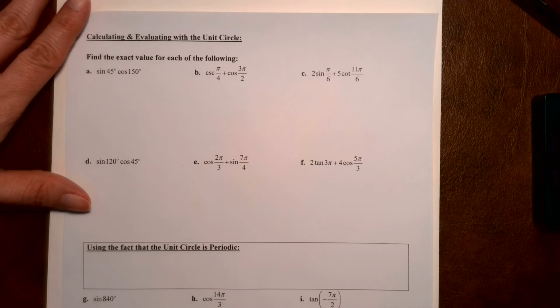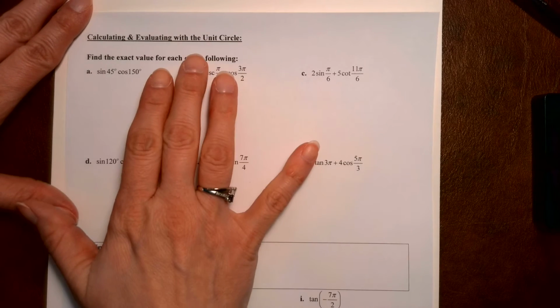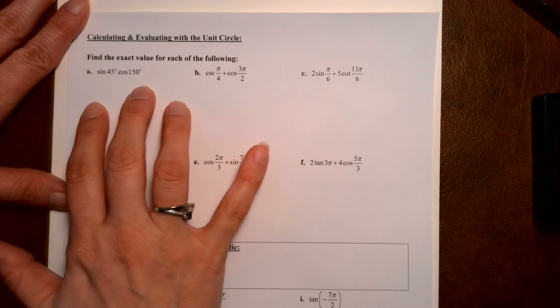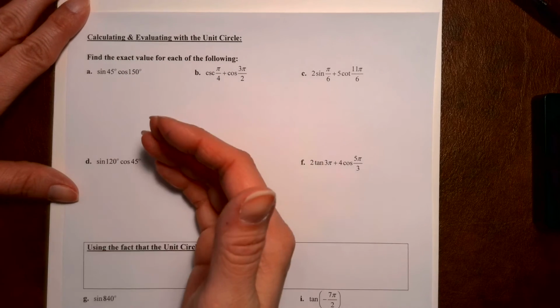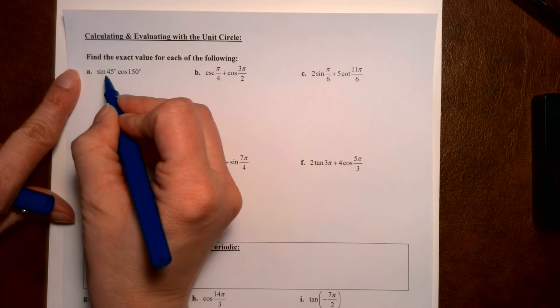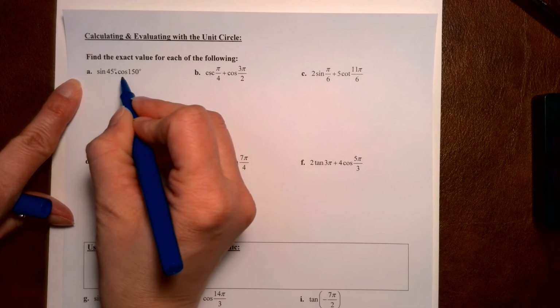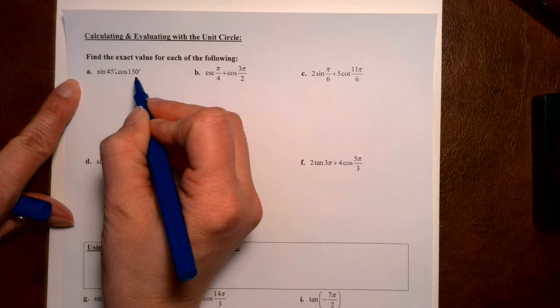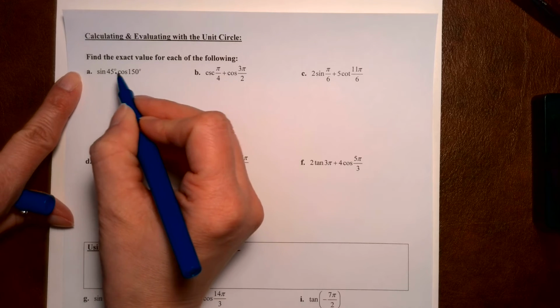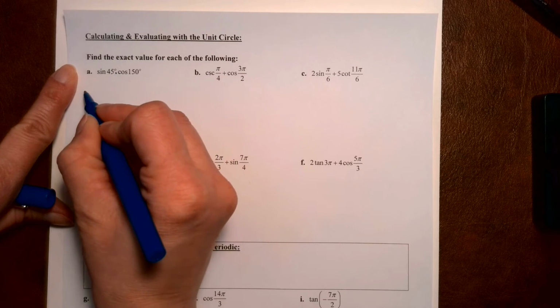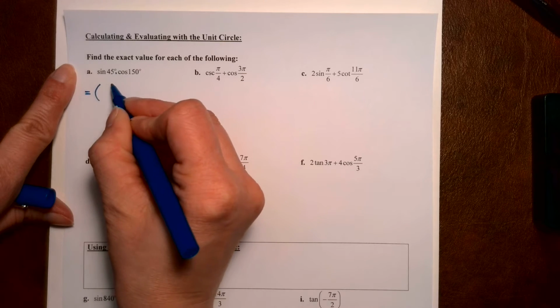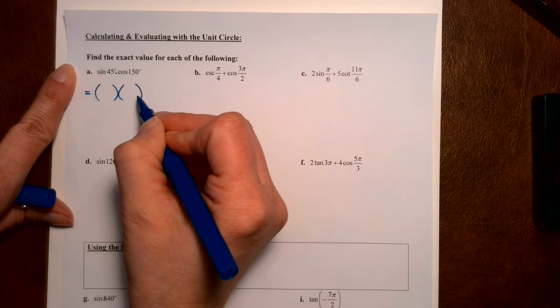Okay, for calc, we're going to continue using the unit circle, but we might have to do a couple calculations in order to evaluate it. For example, we've got the sine of 45 times the cosine of 150. So to be good at this section, you're going to have to evaluate two things, and what we're going to do is multiply these two ratios.